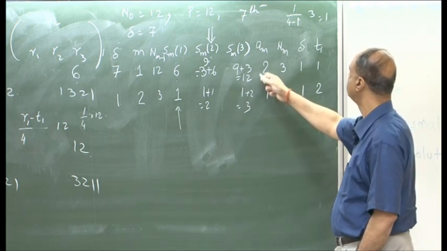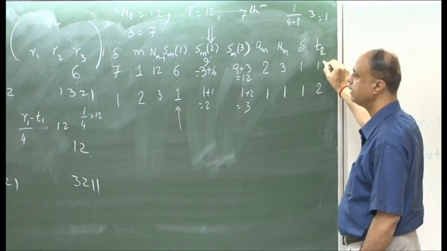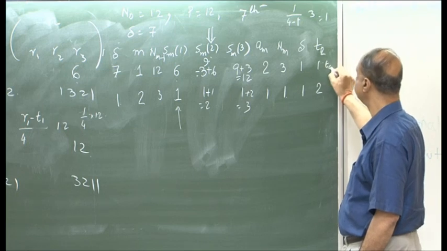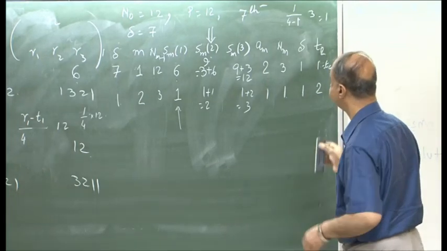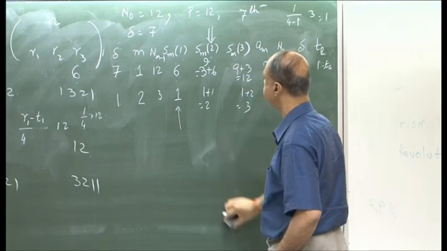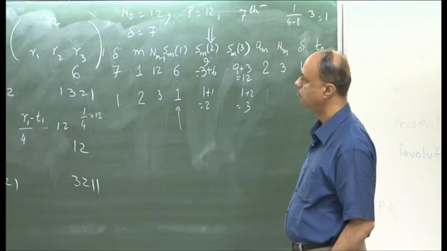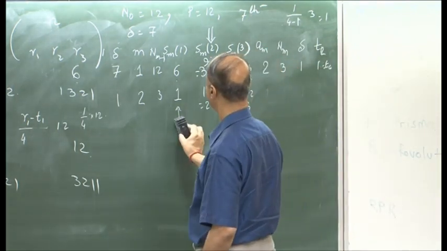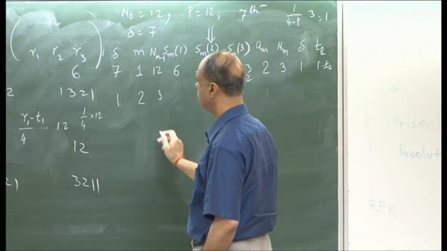AM is 2, no? So it is T2 is increased by 1. So I made a mistake I think here. T2 is increased by 1. Have to do some work here. So this calculation will be wrong.